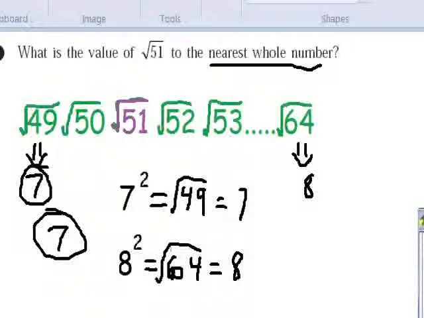So the answer to this is 7. Alright? Hope that it clears that up.